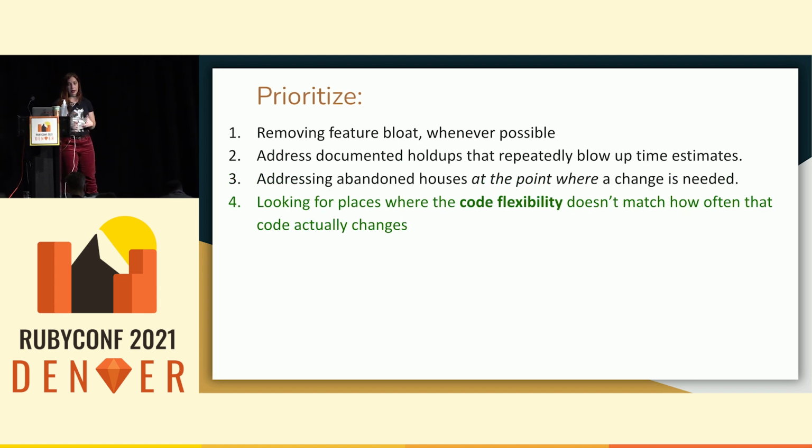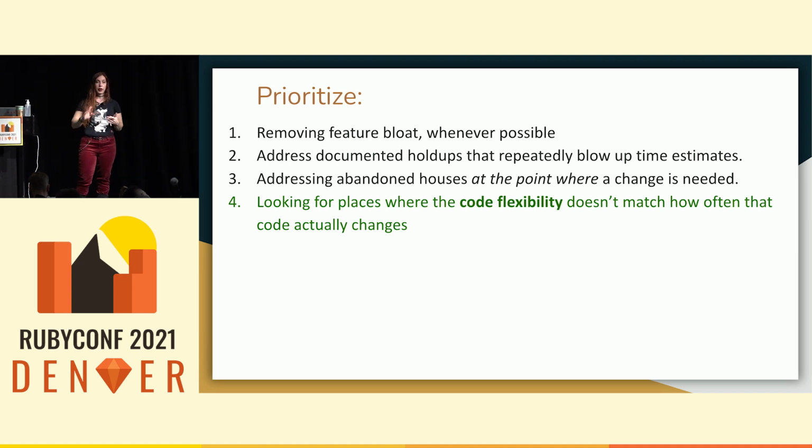So our next priority might be looking for places where code flexibility does not match how often that code actually changes. So we talked about an example of this, right? Where drying up your code makes that code harder to change in the event that we only want to change it in one of the places where it's used. It's not uncommon for developers to make inaccurate bets about the way that code is going to change in the future, right? And that's just part of the job. It's part of we're human. We make mistakes. We can't see the future.